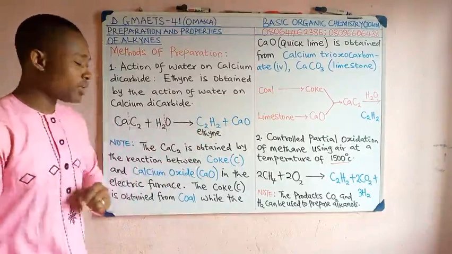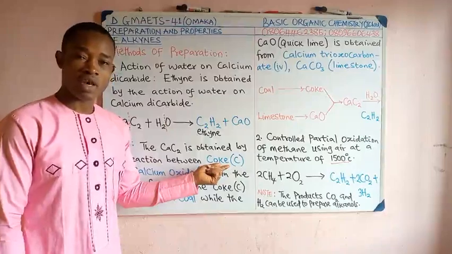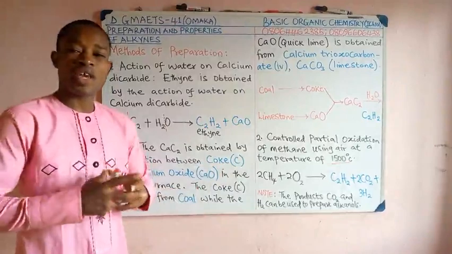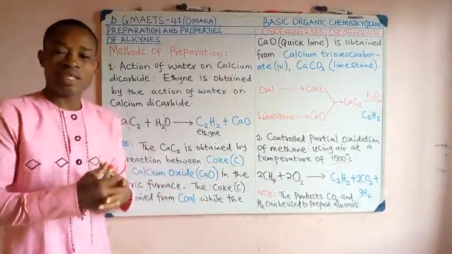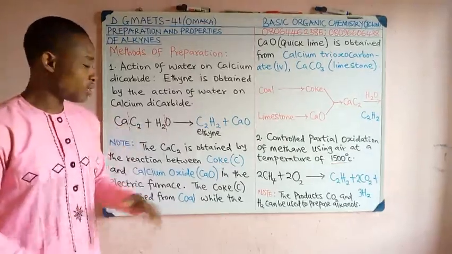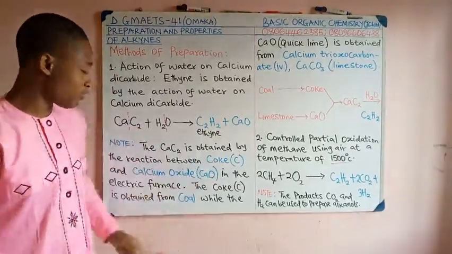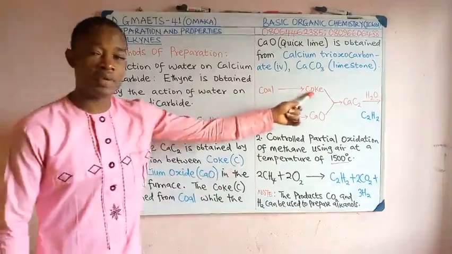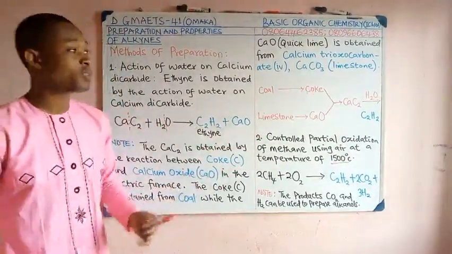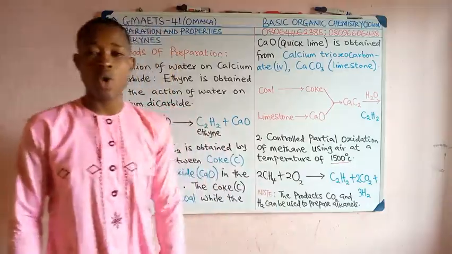Once again, you might be asked the source of this coke, as well as the source of this calcium oxide. Where do we actually get them from before we react them in the electric furnace to give us this calcium dicarbide? And the answer, this coke is obtained from coal. You can see the scheme here, is that okay? And then this quicklime, calcium oxide, is obtained from calcium trioxocarbonate 4, that is limestone.